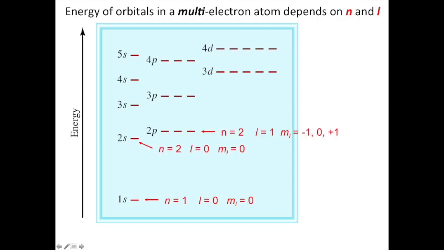Alright, for the n equals 2 states, now we have a couple options here. L can go from 0 to n minus 1, so L can go from 0 to 1 in this case. And so we have two different choices here. We call one of these the 2s when L is 0, and one is the 2p when L is 1. Now, for the 2s, m sub L only has one choice, it's 0. For the 2p, m sub L can take three options, from negative L to plus L. And so we have three different states here. And so we draw this with three lines next to the letters 2p that shows us that there's three possible choices here, three orbitals.